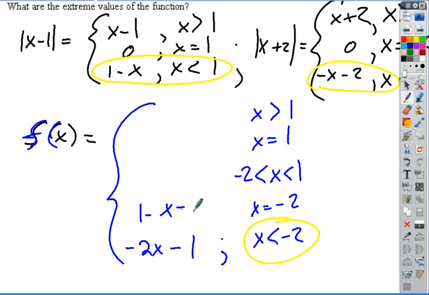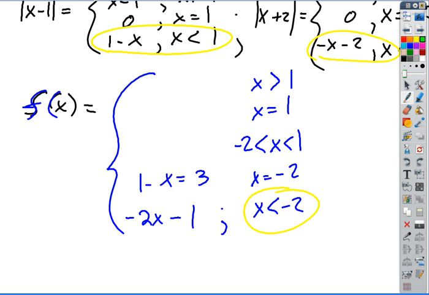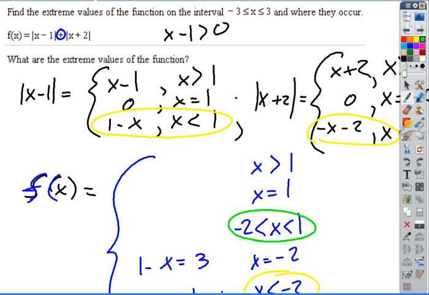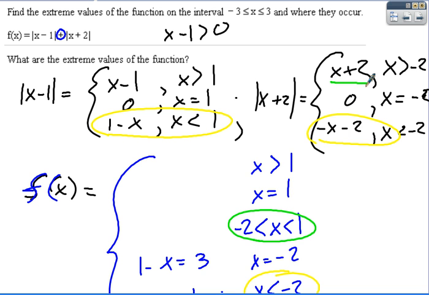Positive 3. So at this point right here, at x equals negative 2, the y value is 3. When x is less than negative 2, it's following that linear behavior. Now what about in between? When x is pinched between negative 2 and 1, when x is greater than negative 2 and less than 1, on this function over here, doesn't that put us right there?